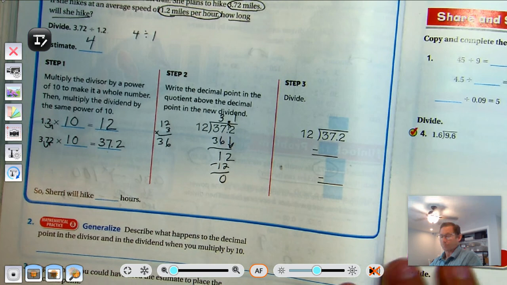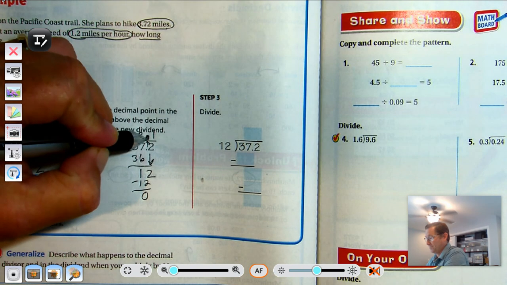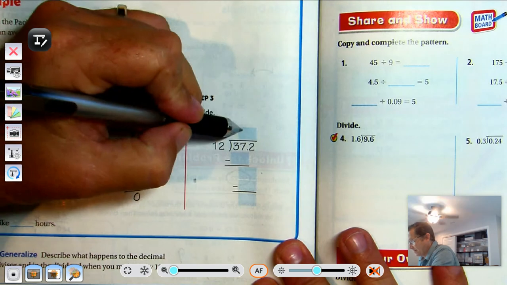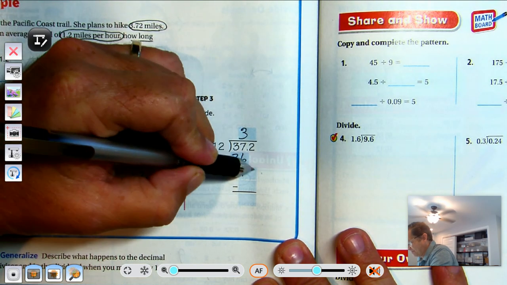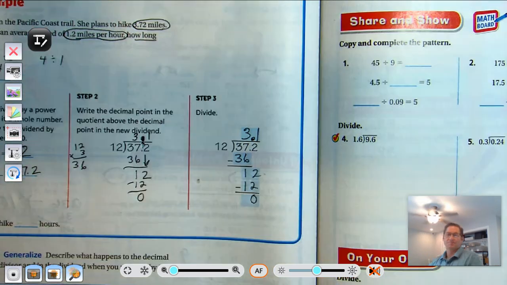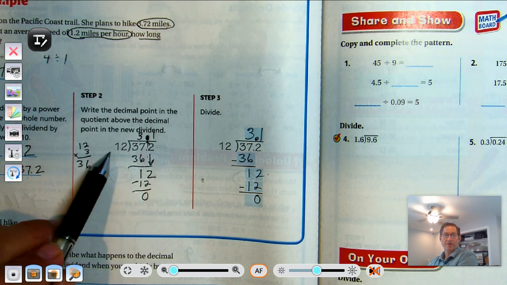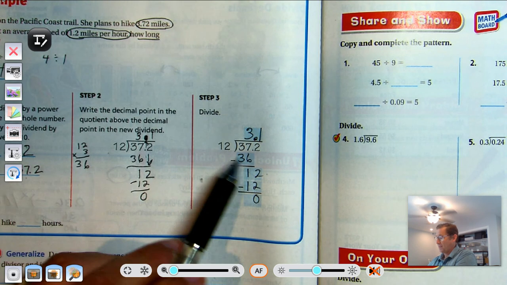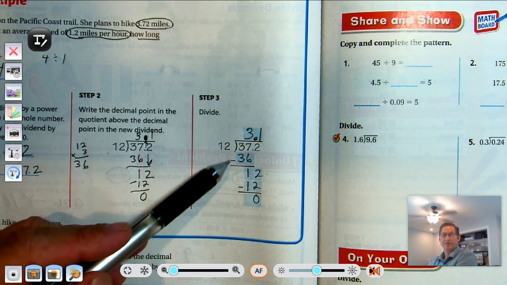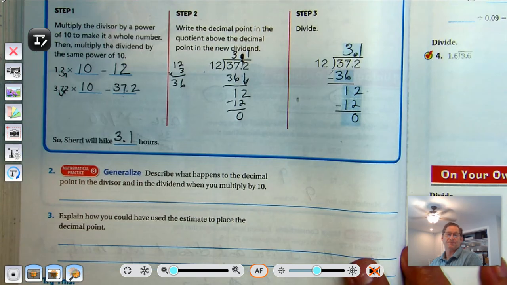Okay. So on this step, technically all I was supposed to do was put the decimal point. Okay. So I kind of did more than I had to. So here we know to put the decimal point straight up because we're dividing a decimal by a whole number. And so then this would be our work for solving the division part of it. So 3.1. So she will hike 3 and 1/10 hours.